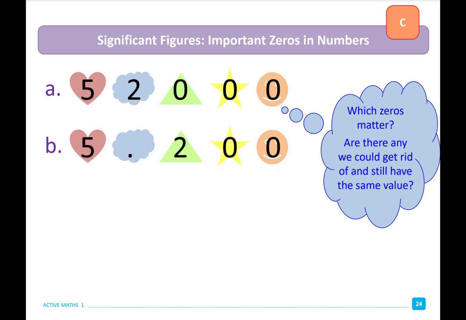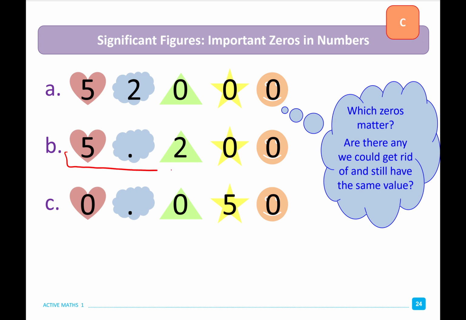Let's have a look and see which zeros are important. Are there any zeros here that you can get rid of? In part A, we have 52,000. All of our zeros are important to tell us the number that we have. In part B, we have 5.200. In this case, the zeros after the 2 do not tell you anything about your number, and therefore you can get rid of them.